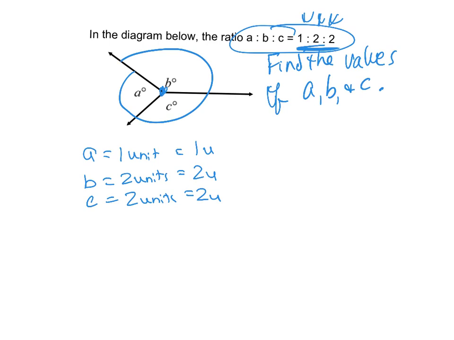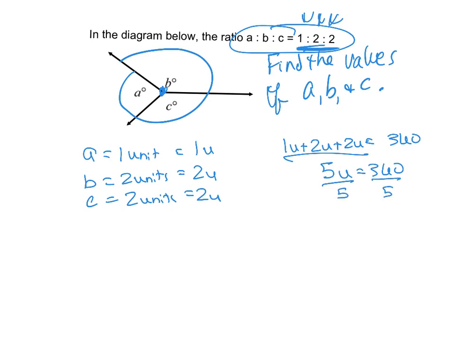So I know that if I add them together, I get 360. So I'm going to start with adding them together. 1U plus 2U plus 2U equals 360. I'm going to simplify. That's 5U equals 360. I need to solve for U, so I'm going to divide both sides by 5. U equals 72.